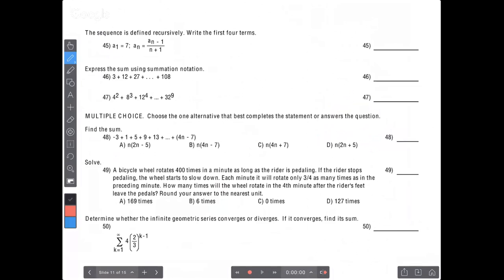Sequences defined recursively, write the first 4 terms. Awesome, nice easy problem. A sub 1, it's given, it's 7. To get a sub n, I take the previous term and divide by n plus 1. So a sub 2, I take the previous term, which is 7, and divide by 2 plus 1, so that's 7/3. A sub 3, that's the previous term, 7/3, divided by 3 plus 1, so 7/3 over 4, we're looking at 7/12.